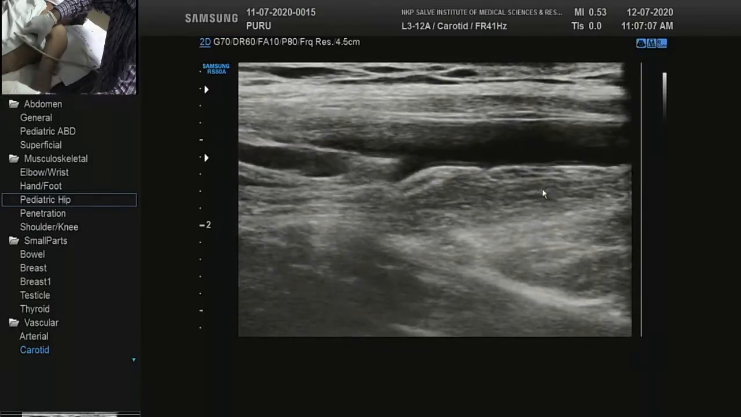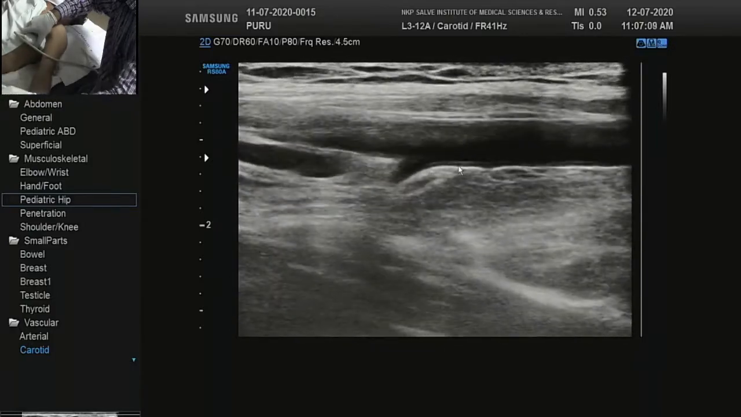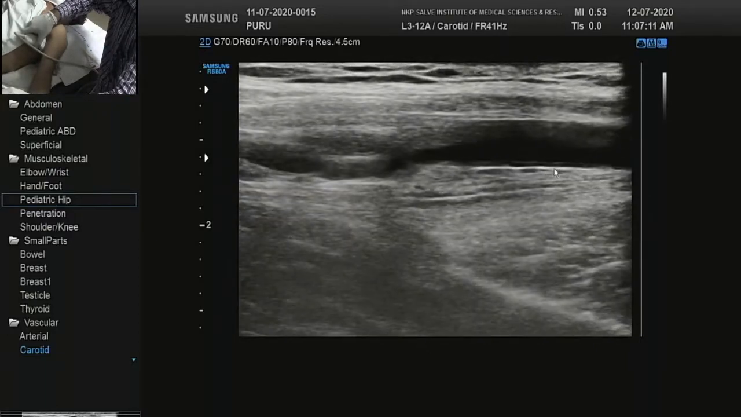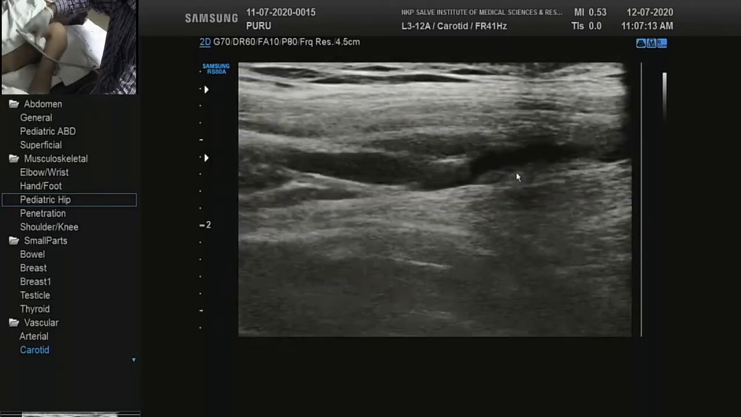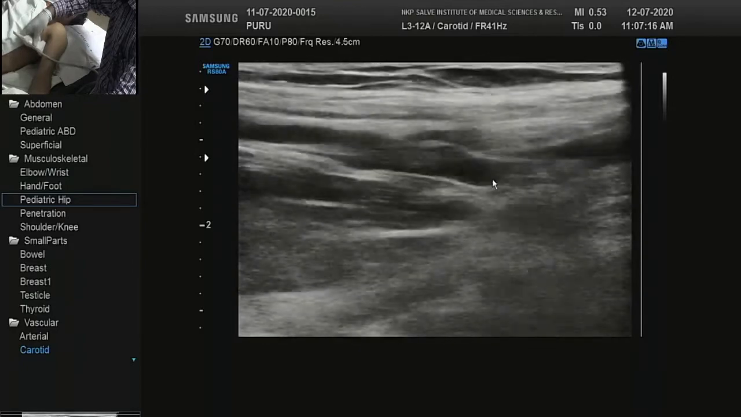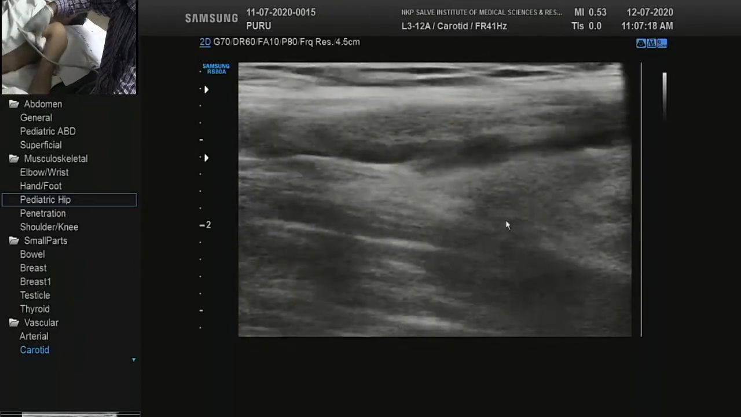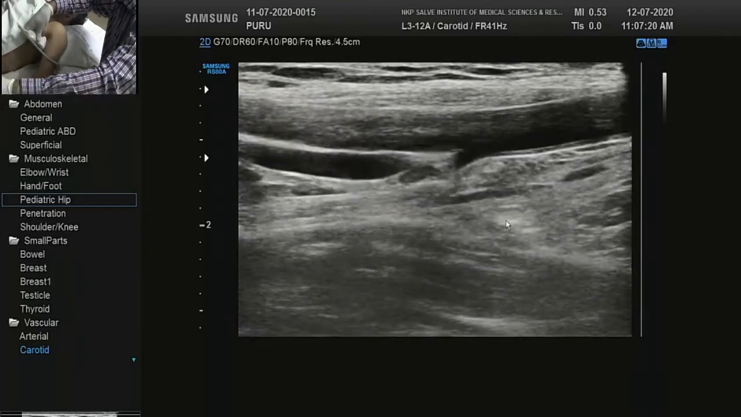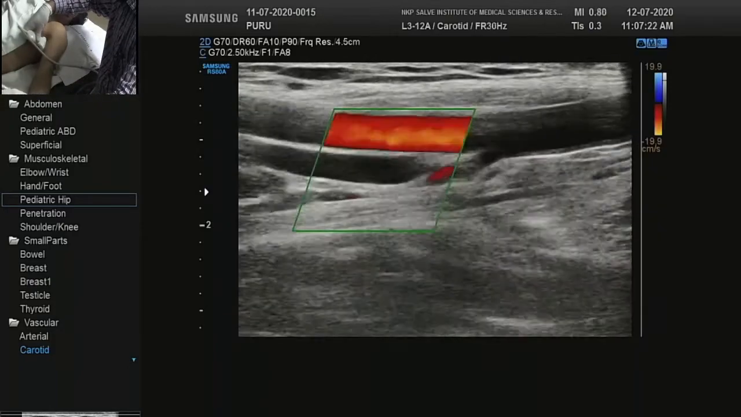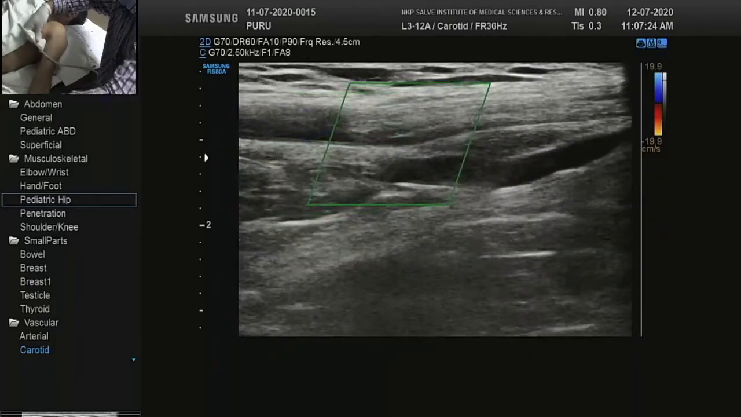So you can see the intima because it's a magnified image. You can see the intima also. So what we would do is just do a sample here, whether whatever we are seeing is normal or not.